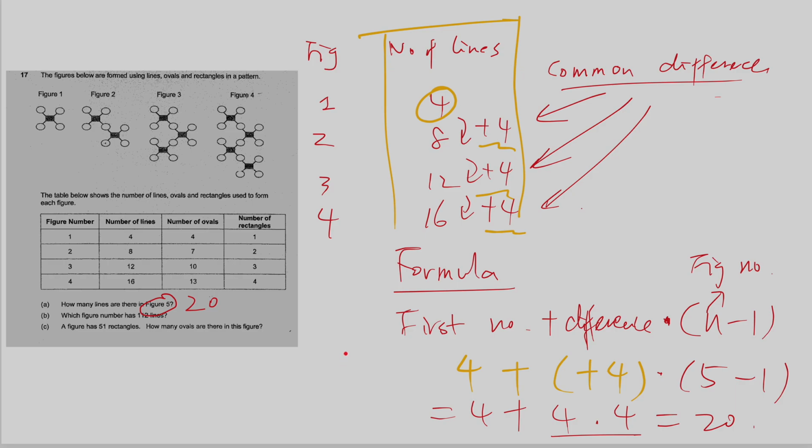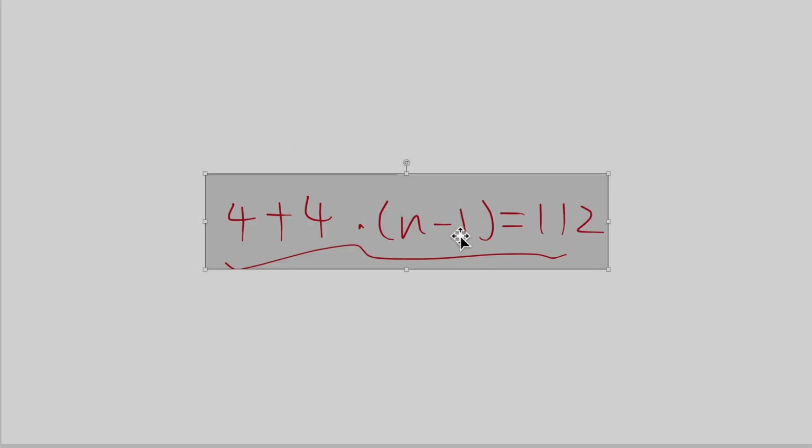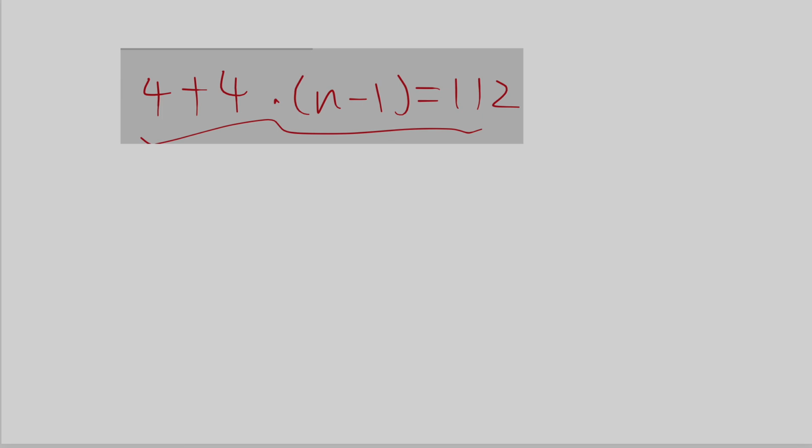Then how do you do the next one? Figure number 112. So the reverse. So now you have the first number 4. The difference is 4. And they ask you what's the figure number that will give you 112. That's for part B. So how do you get the n? How do you do algebra? This is part A, this is part B. How do you do algebra for this? You put unknown numbers? You mean you try trial and error? How do you solve this? Algebra. Have you learned? Yeah, how?